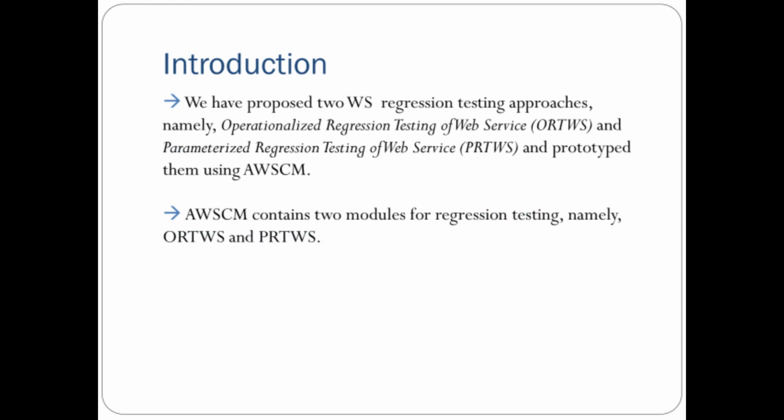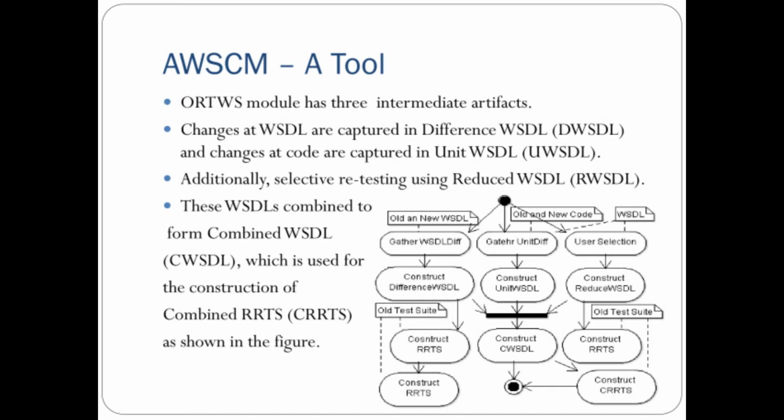Next, we introduce what we have done in this whole demo part of this project. We have worked on two theories: operationalized regression testing of web service, and parameterized regression testing of web service. And these two techniques are prototyped in the form of AWSCM. This AWSCM contains modules for regression testing. And what are these two types of testing? ORTWS and PRTWS. So ORTWS and PRTWS are the two modules of regression testing inside AWSCM.